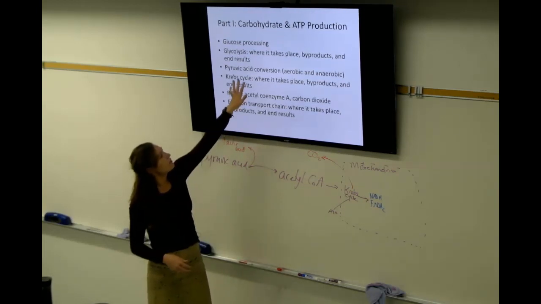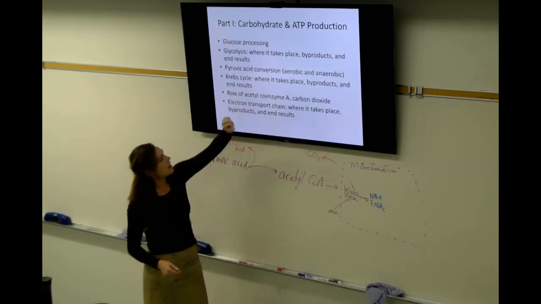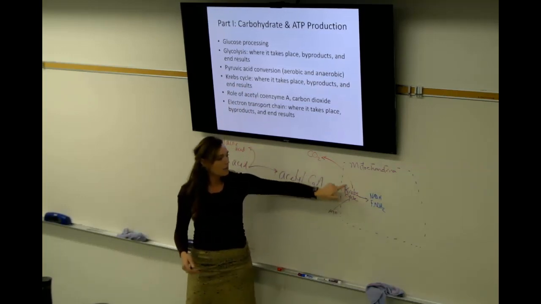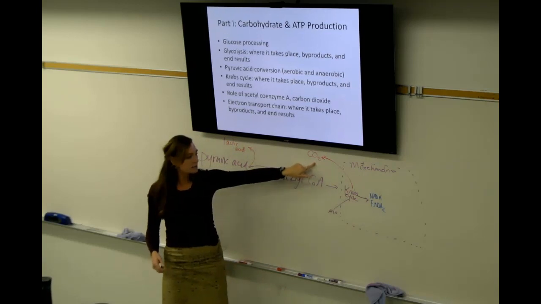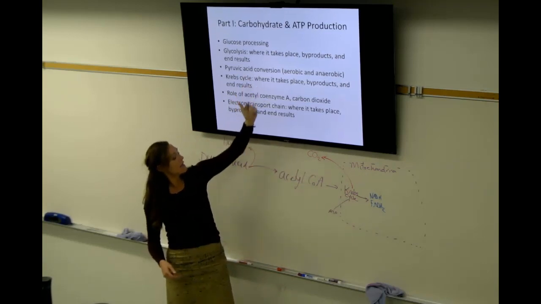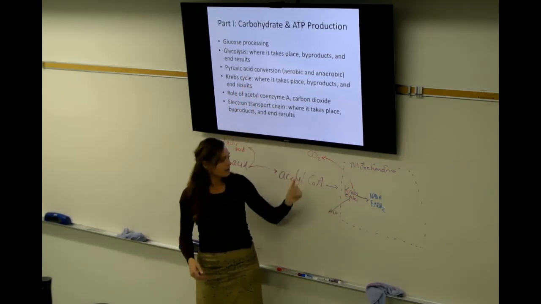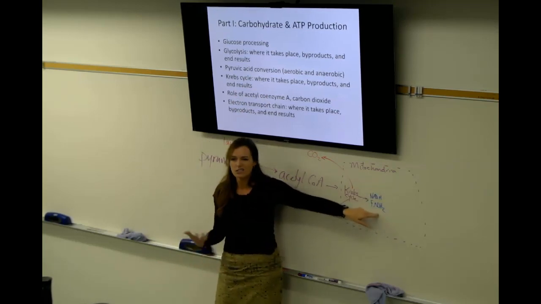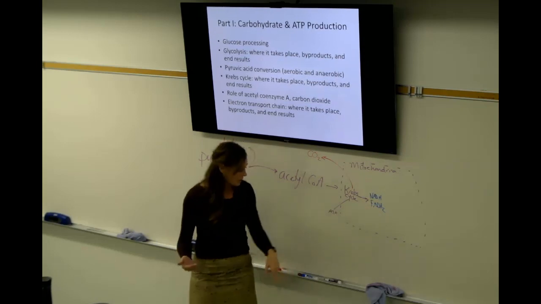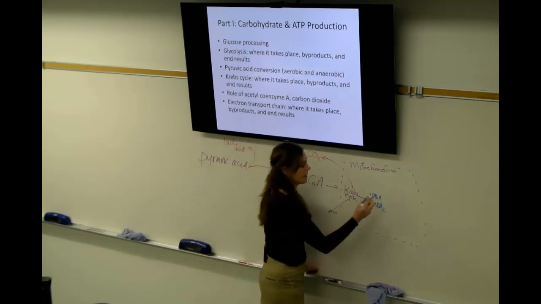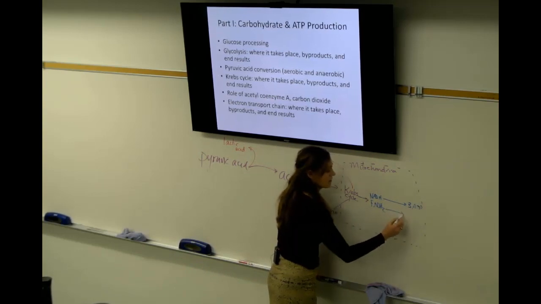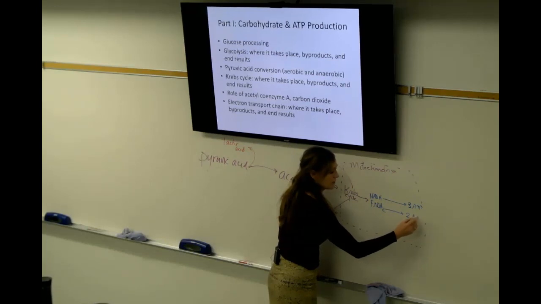So the Krebs cycle: where it takes place, the byproducts and the end results. Where it takes place is in the mitochondria. A byproduct would be carbon dioxide. And the end results, we get some ATP, we have the CO2, but we're getting NADH and FADH2. These guys are like tokens for more ATP. So they are tokens where the NADH is going to become 3 ATP. The FADH2 is going to become 2 ATP.